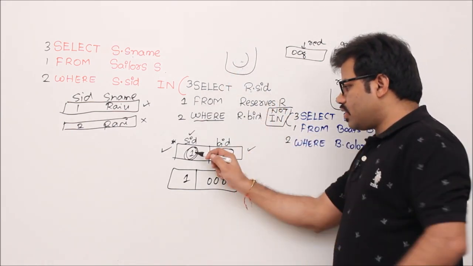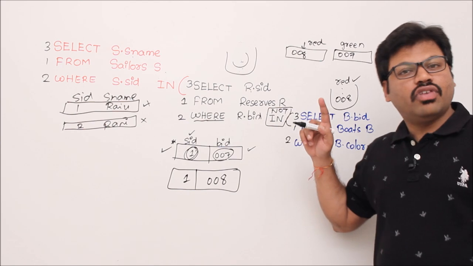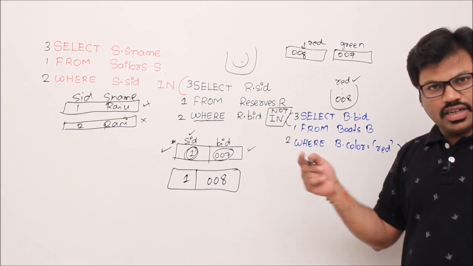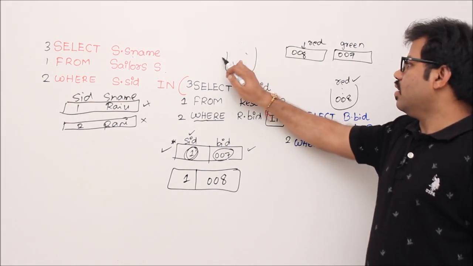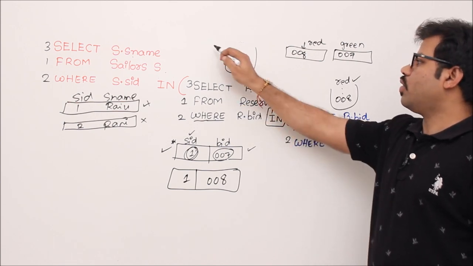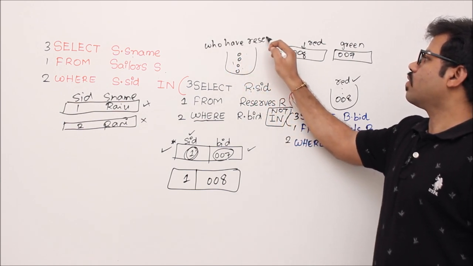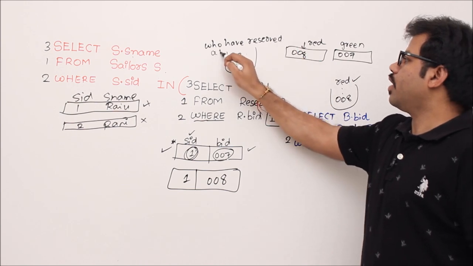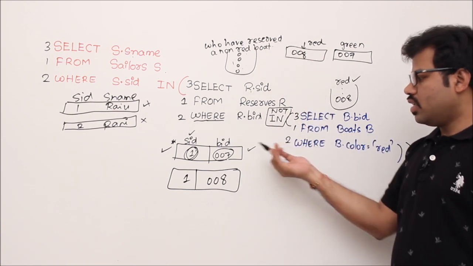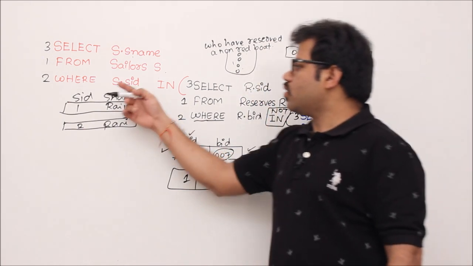So it's a collection of SIDs who have reserved a non-red boat. We are printing for reserving, not for non-reserving, correct? So that's why finally I can summarize like this: collection of SIDs who have reserved a non-red boat. Let me remember it: a non-red boat. I don't know about other things he reserved, but definitely he reserved a non-red boat. Let's go to the next level.